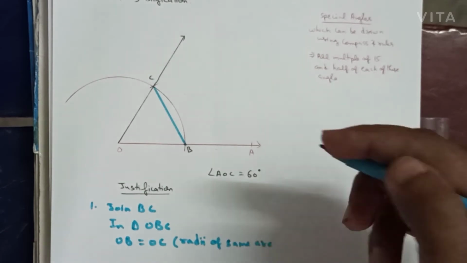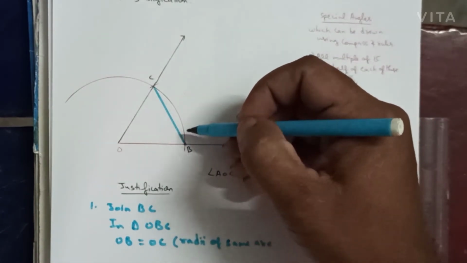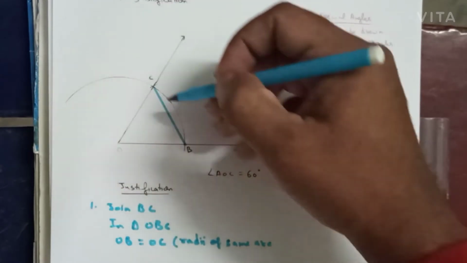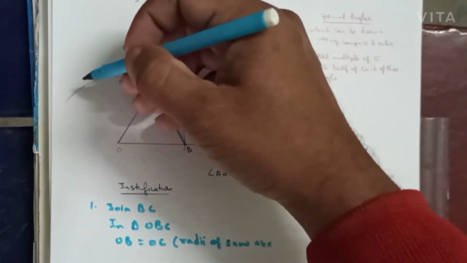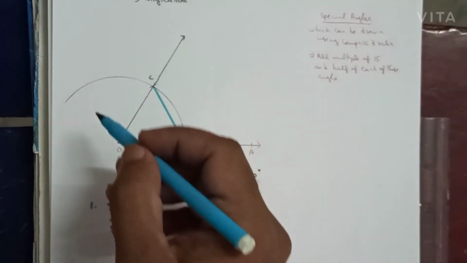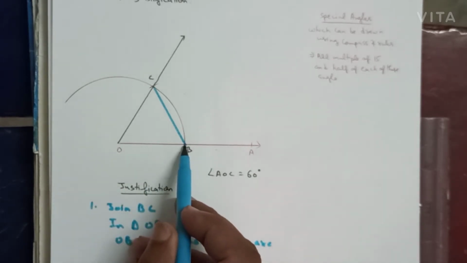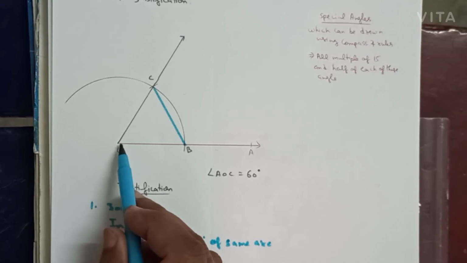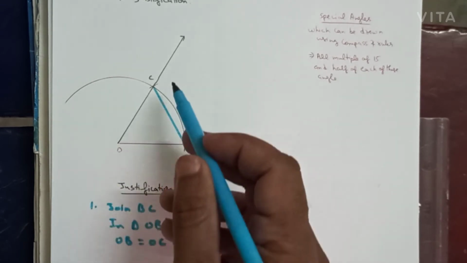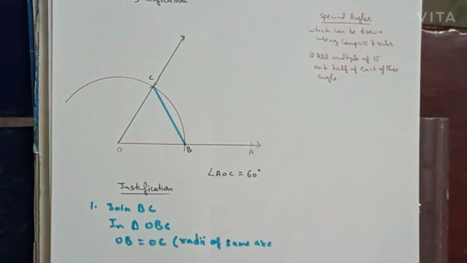That means if we have taken any points on this semicircular arc like B, C, D, E, F, all these points will be at equal distance from a point O. That is, the distance of point B from point O, that is OB, will be the same as the distance of point C from point O. OB and OC will be equal because these are the radii of the same arc.